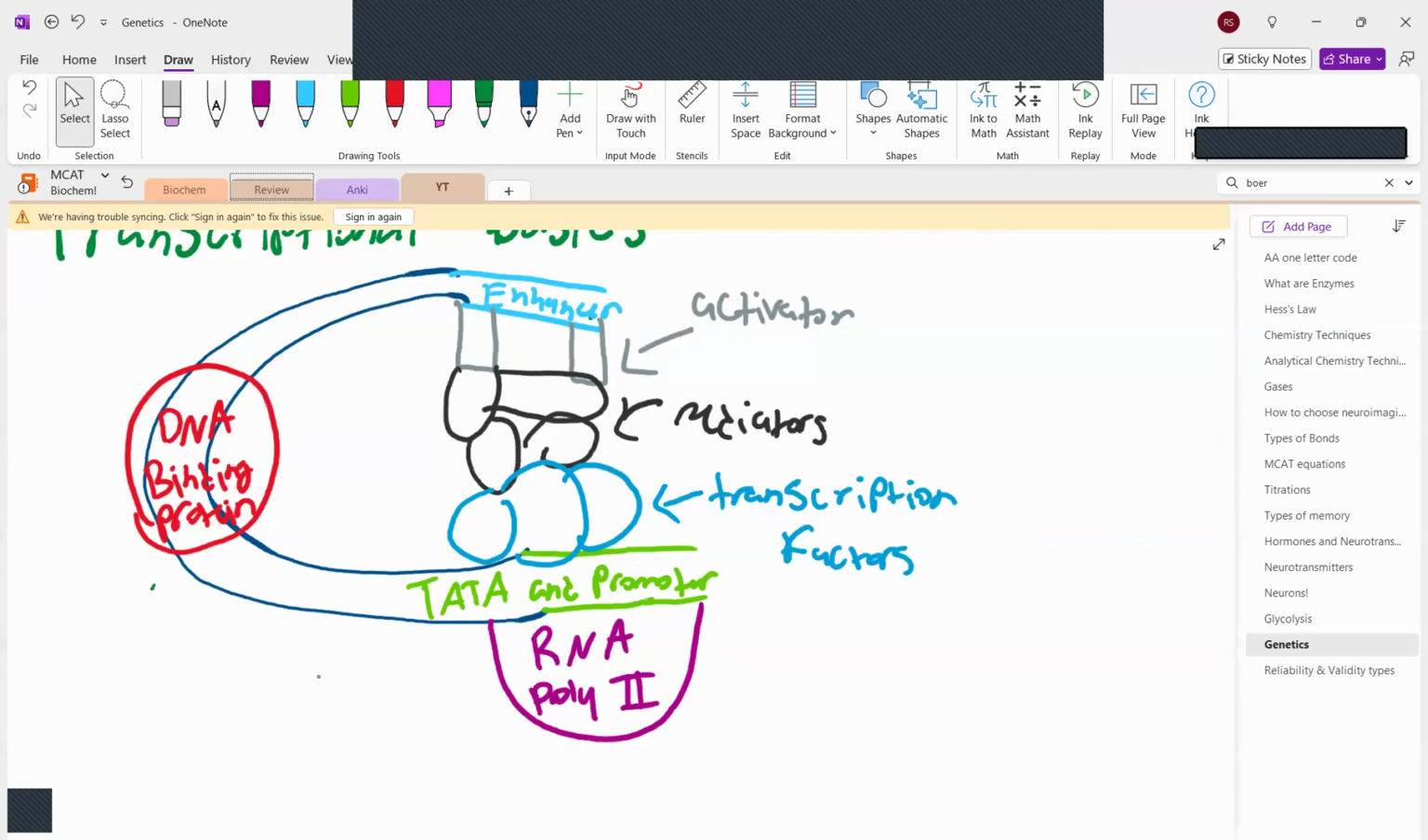And there are other proteins too, like DNA helicase, which unwinds the base pairs so that the RNA polymerase can transcribe the parent strand.